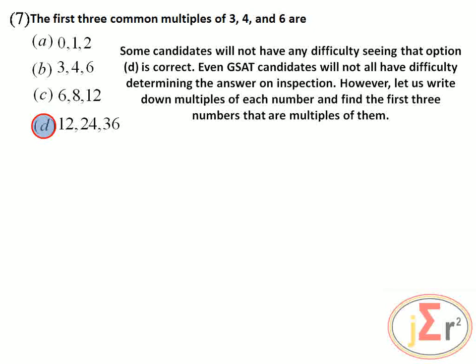Some candidates will not have any difficulty seeing that option D is correct. Even GSEC candidates will not all have difficulty determining the answer on inspection. However, let us write down multiples of each number and find the first 3 numbers that are multiples of them.